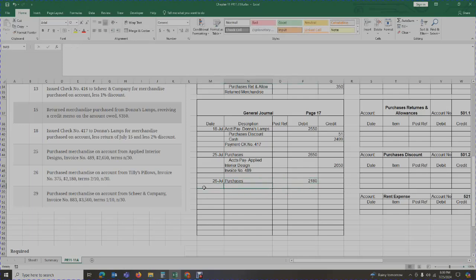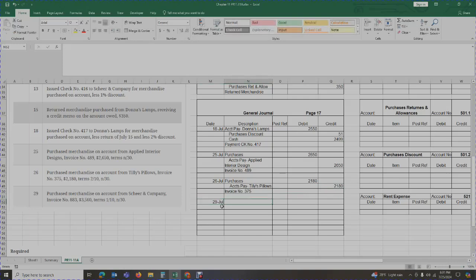How did you pay for that purchase? So you have basically two options. You pay with cash or you pay it on account, which is your accounts payable. In this case, most of our purchases are on account. So I'm going to credit my accounts payable, Tilly's Pillows. And make sure you put the name of the vendor. That way we can keep track of how much we owe each of those vendors. Okay. And this is invoice number, what number is it? Invoice 375. Okay. And then last but not least, on July the 29th, we have another purchase.